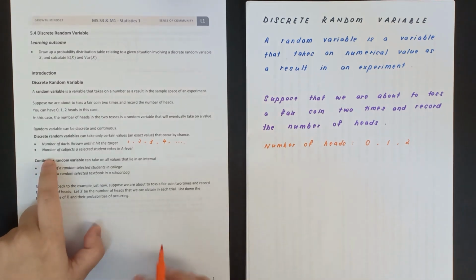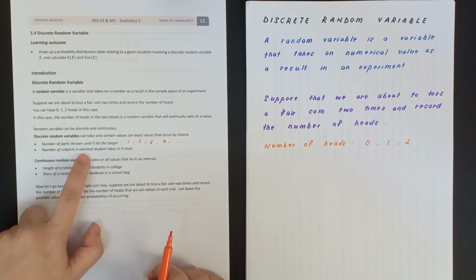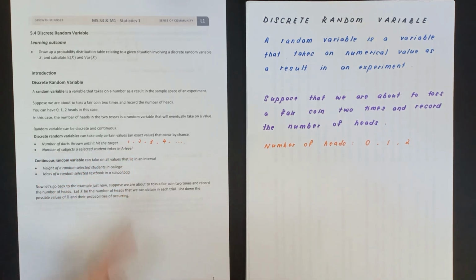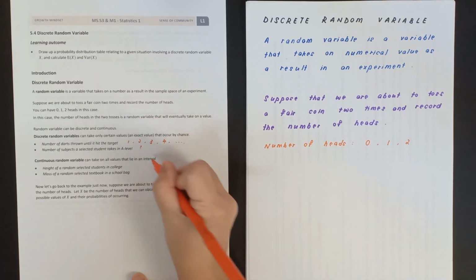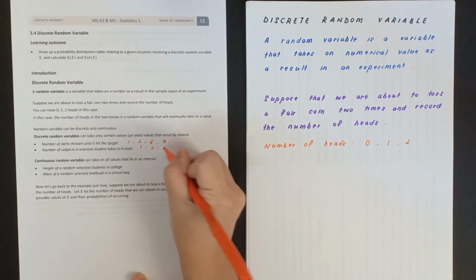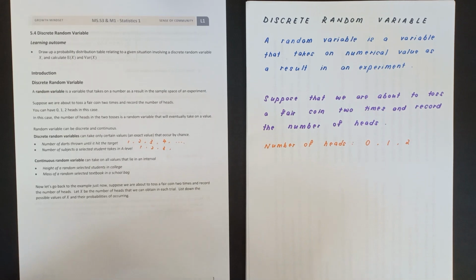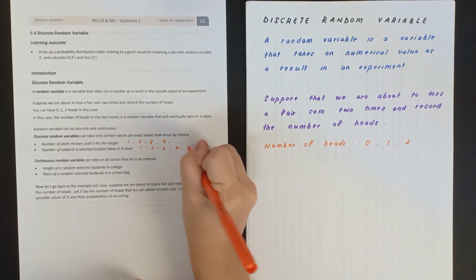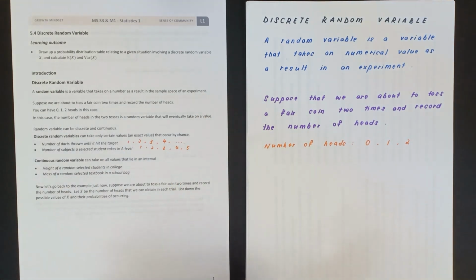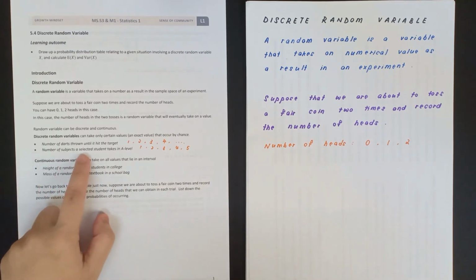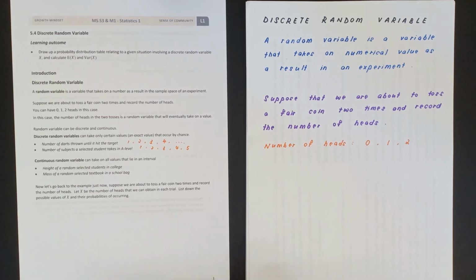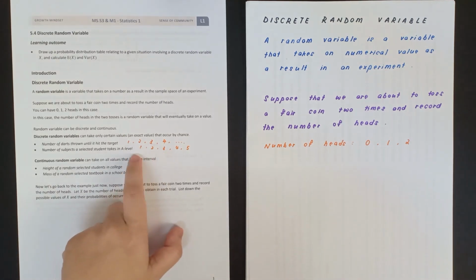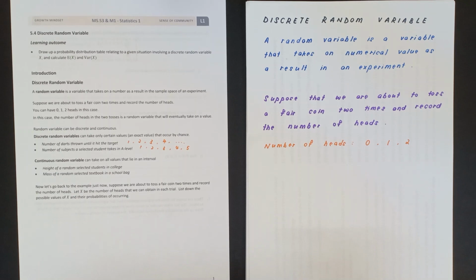So okay, maybe let's see the second one. The number of subjects a selected student takes in A-level. So maybe he will be taking only 1 subject, maybe 2 subjects, maybe 3 subjects. So maybe you have a maximum here. I'm not sure, maybe 5. Okay, so 1, 2, 3, 4, 5 are the exact values that can actually occur when you want to find out the number of subjects the students take. So all these numbers are exact values, but don't get me wrong here, an exact value can be a decimal.